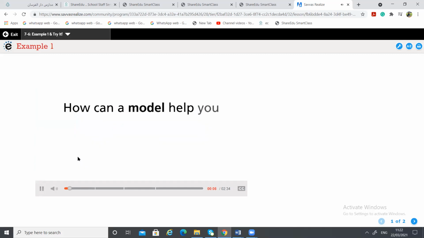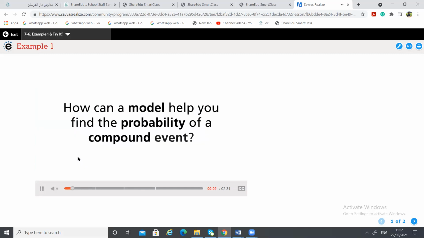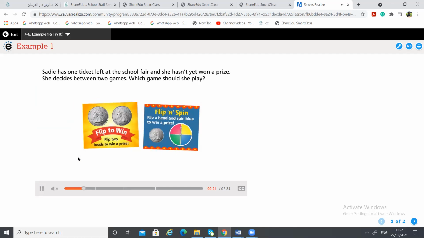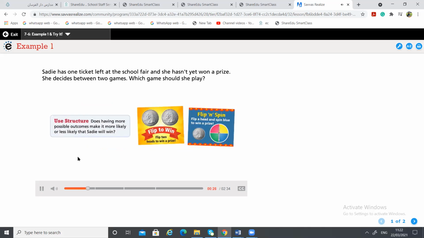How can a model help you find the probability of a compound event? Think about this question during the lesson. Sadie has one ticket left at the school fair, and she hasn't yet won a prize. She decides between two games. Which game should she play? Let's think about how we calculate probability. Girls, how many games does she have? She has 2 games, flip to win and flip and spin. So there are 2 probabilities here given together in one question.